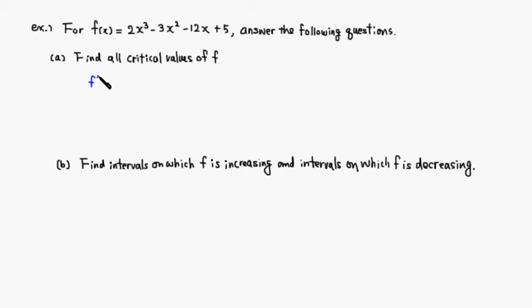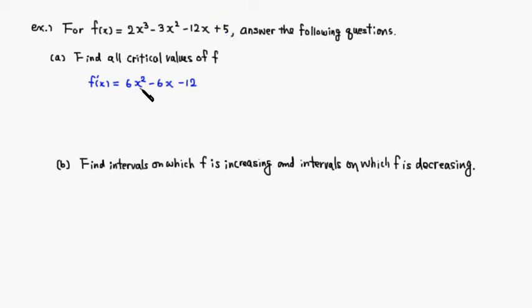So we take the derivative. f prime of x is equal to, the derivative of 2x cubed: 3 times 2 is 6x, then subtract 1 from the power, so it's squared. The derivative of negative 3x squared is 2 times negative 3, which is negative 6, x to the first power. The derivative of negative 12x is negative 12. The derivative of 5 is a constant, so it's 0.